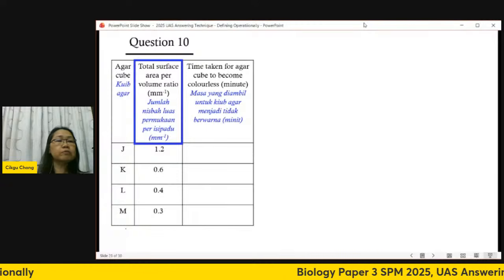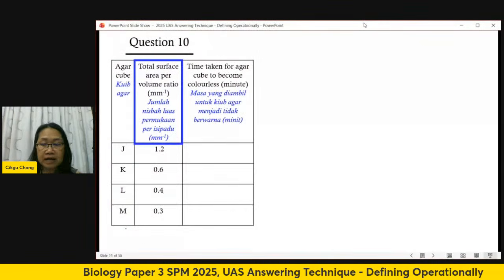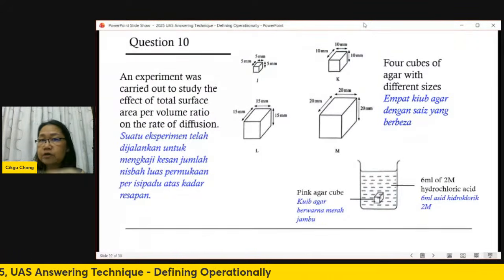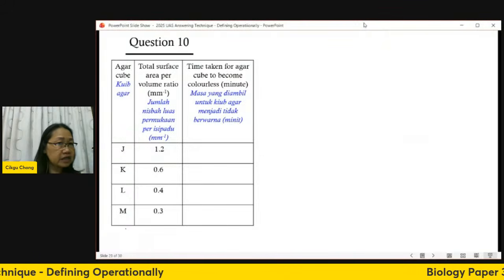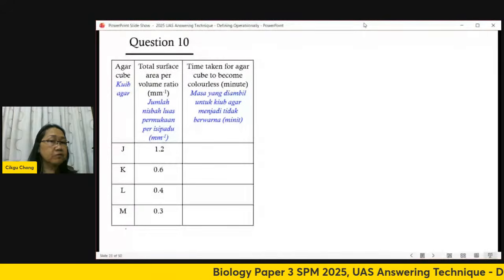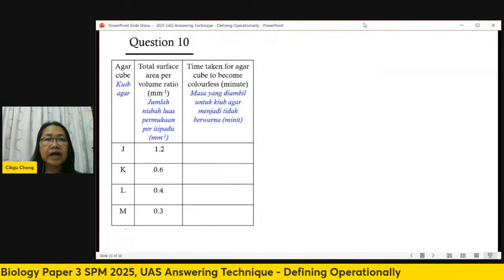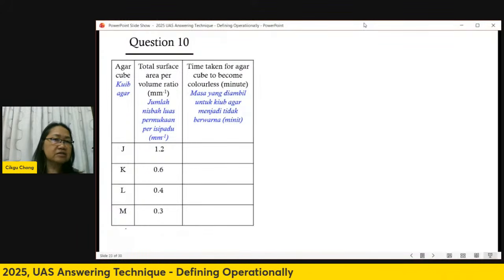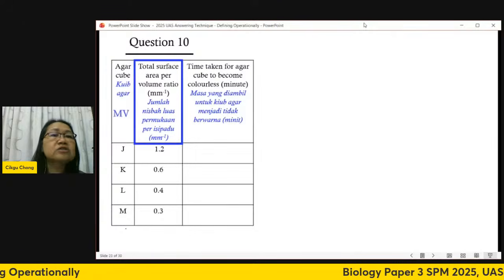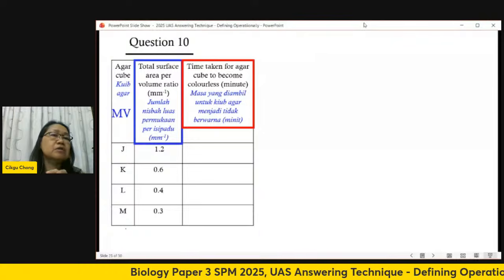So your small cube, J, you see, 1.2, bigger number. The M is the biggest cube. Okay, don't believe me, show me. See, J is the smallest cube. M is the biggest cube. If you do the calculation, you take your TSA divided by the V, you find that your J has the bigger value. Your big cube, which is the M, will have a smaller TSA per V. Okay, and then time taken depends on your experiment now, right? This one I'm going to write for you. So what is the RV? It is your time taken. How much time you have to wait before the thing becomes completely colorless?